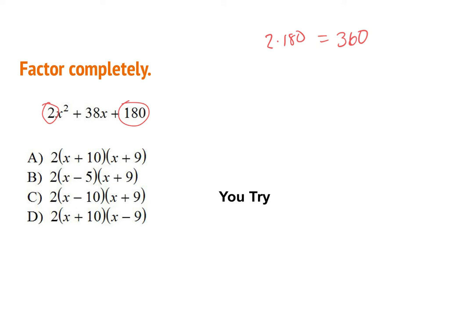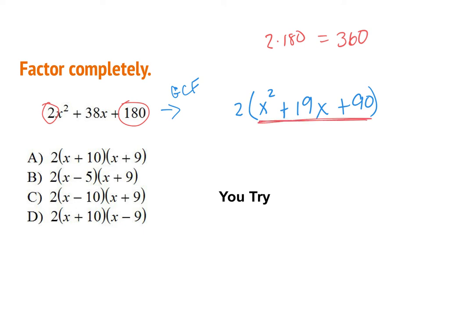So I am going to factor out a number 2 from my original using my GCF. So my GCF is 2, and now I'm left over with x squared, 38 divided by 2 is equal to 19, 180 divided by 2 is equal to 90. So now my numbers are a little smaller, and now I am going to factor this inside polynomial. So 1 times 90 is equal to 90. And I'm going to list factors of 90 that add up to give me 19.